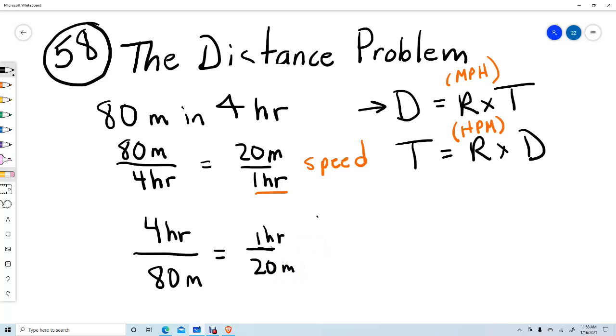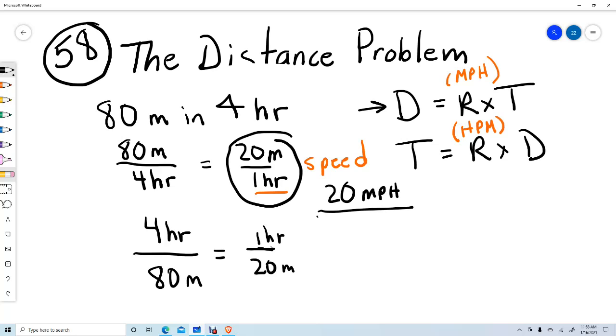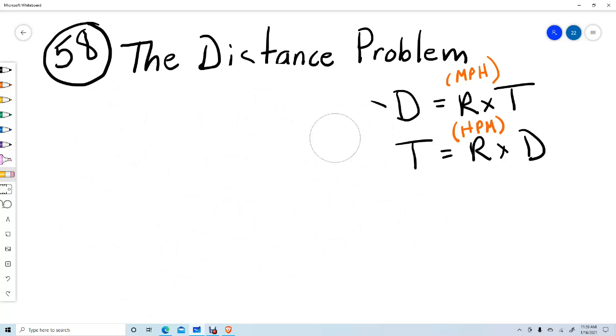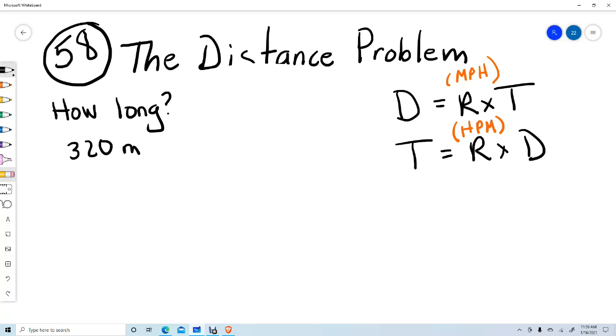And so they might want to know, first of all, what was Ben's speed. I already solved that for you. It was right here. You can write it as that ratio, or you can also write 20 mph. So that's the answer to the first part of the problem. Then they're going to say something like, how long would it take Ben to drive 320 miles, and solve it two ways? Let's do that. They want to know how long, so they're asking for time.